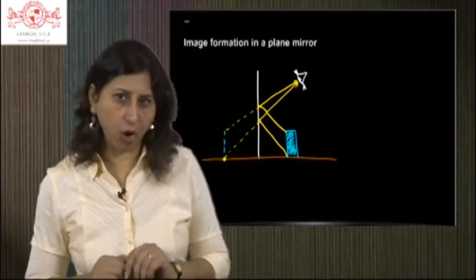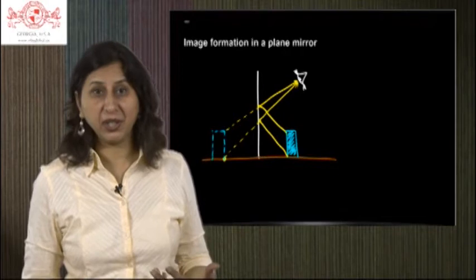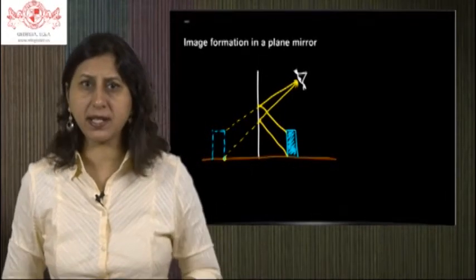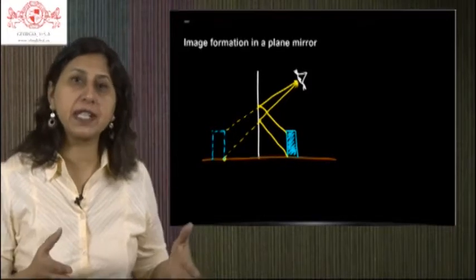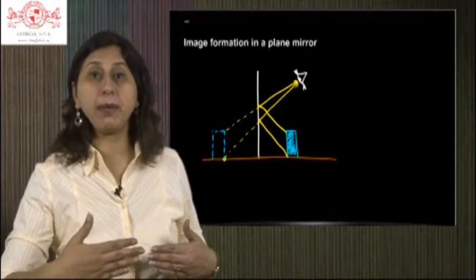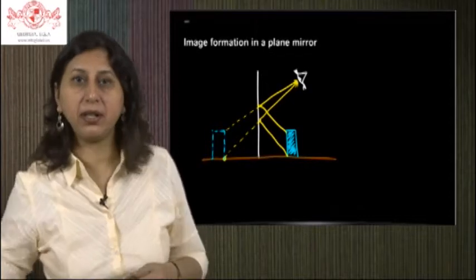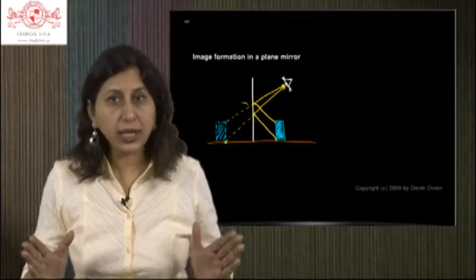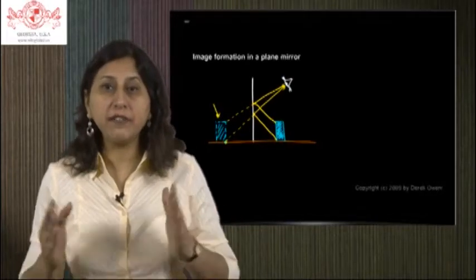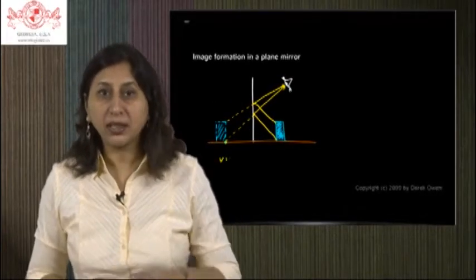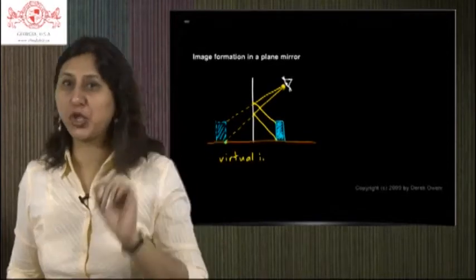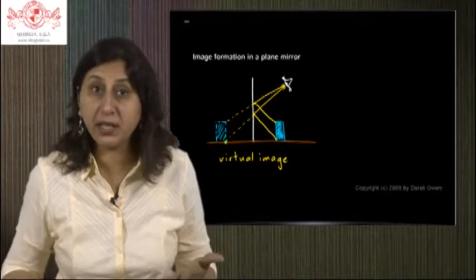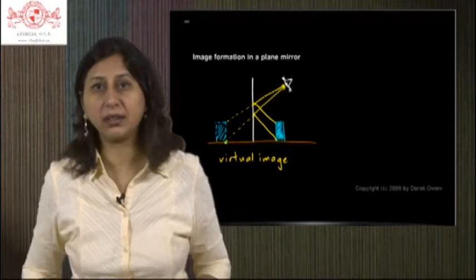Now when you get up in the morning and look at yourself in the mirror, you do not see the image of yourself on the front of the mirror like a painting. If you are 2 feet in front of the mirror, then your image is 2 feet behind the mirror. The point to understand here is that there aren't actually any light rays here converging to form an image. This is what we call a virtual image. No image really exists over here, but it appears as if the image is there.